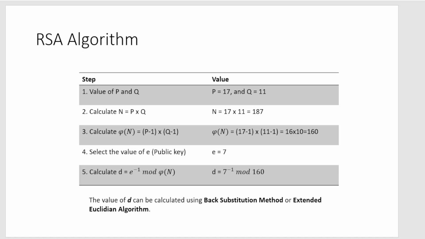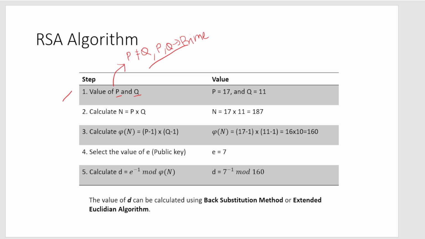Now coming to the basics of the algorithm. What we have seen earlier are these steps. Step number 1: in RSA we start by selecting two values P and Q. The condition is that P should not be equal to Q, and P and Q should be prime. This is the basic condition before we go for step number 1.